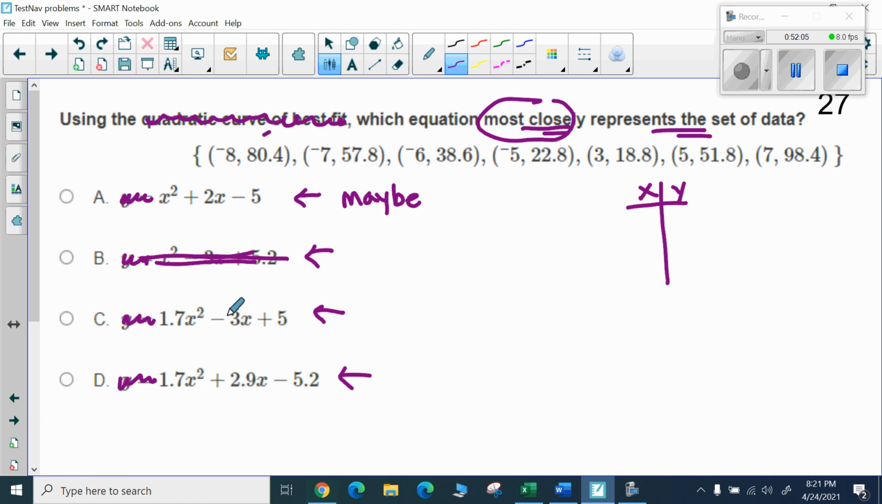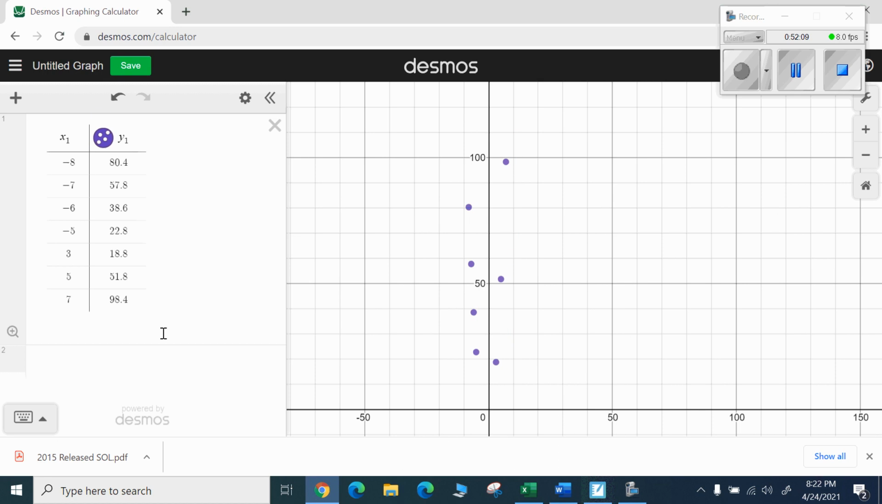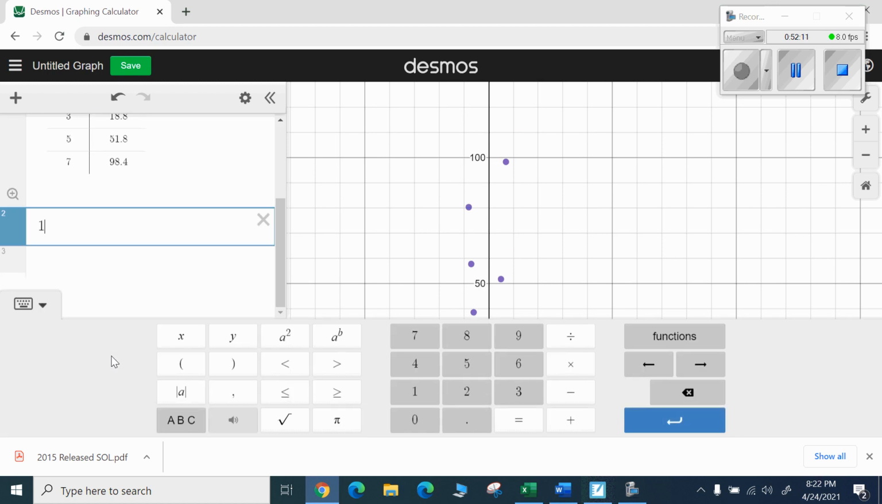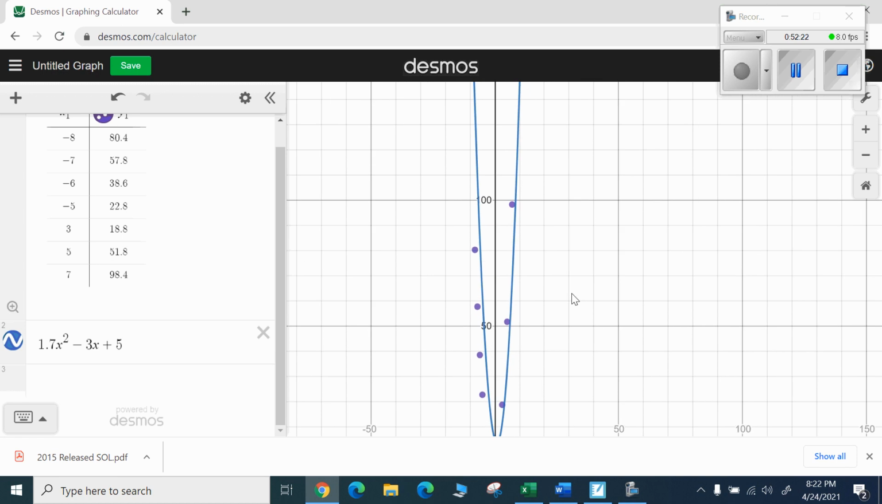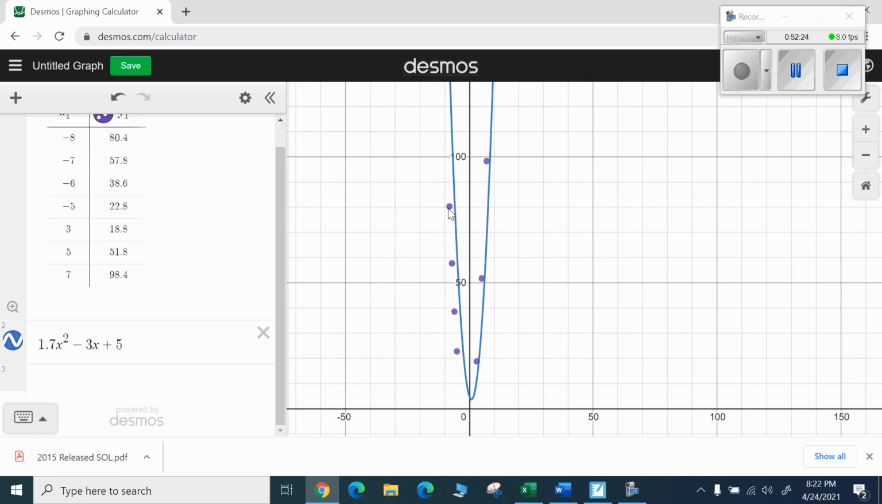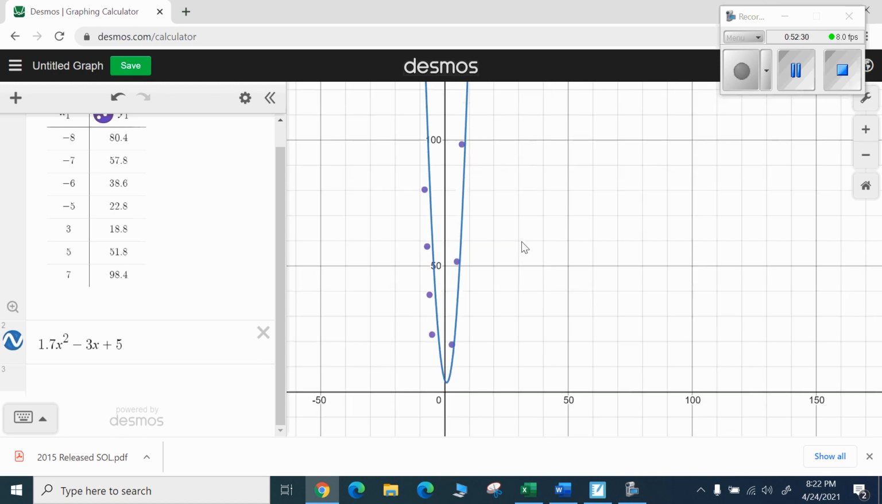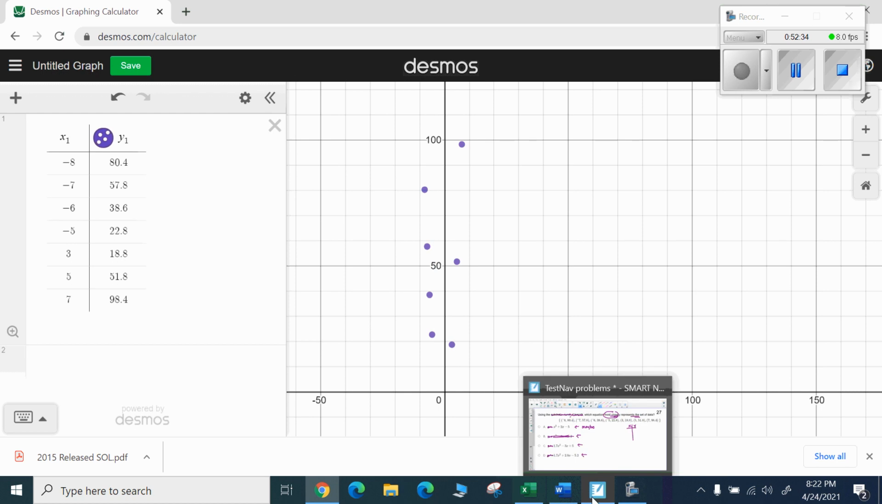All right, let's try the third one. 1.7x squared minus 3x plus 5. That's not really much better, is it? It looks like this parabola is shifted over to the right. If it was just over to the left a little bit. I mean, yeah, no, I don't like that one either. Gosh, I really hope the last one works.